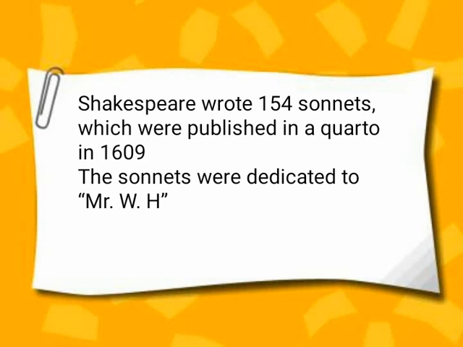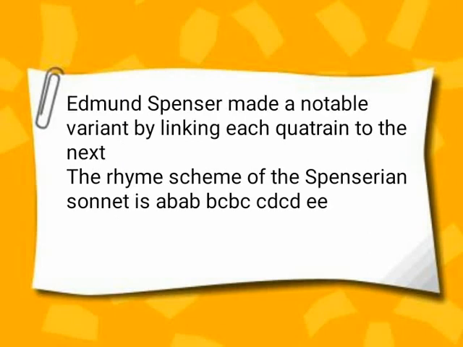Edmund Spenser made a notable variant by linking each quatrain to the next. That is, the Spenserian sonnet is a variety of the Shakespearean sonnet. The rhyme scheme of the Spenserian sonnet is AB, AB, BC, BC, CD, CD, EE. He linked each quatrain to the next.